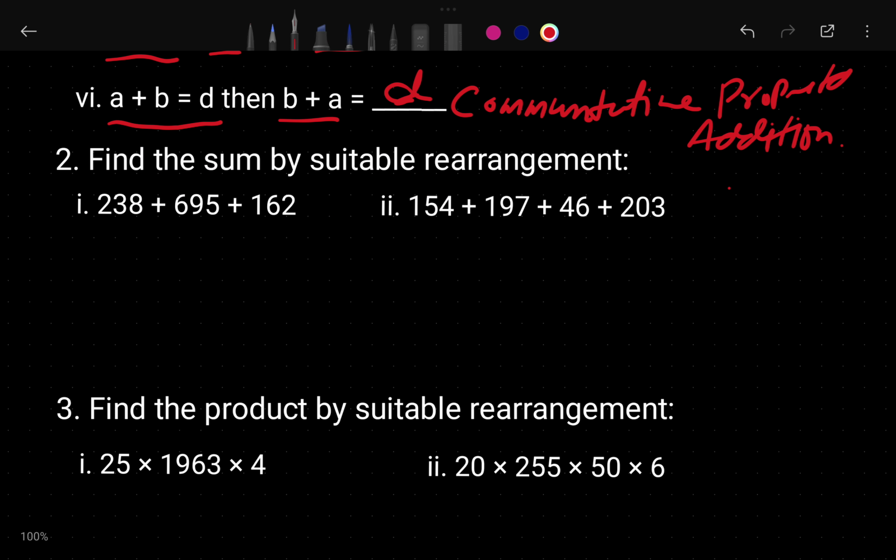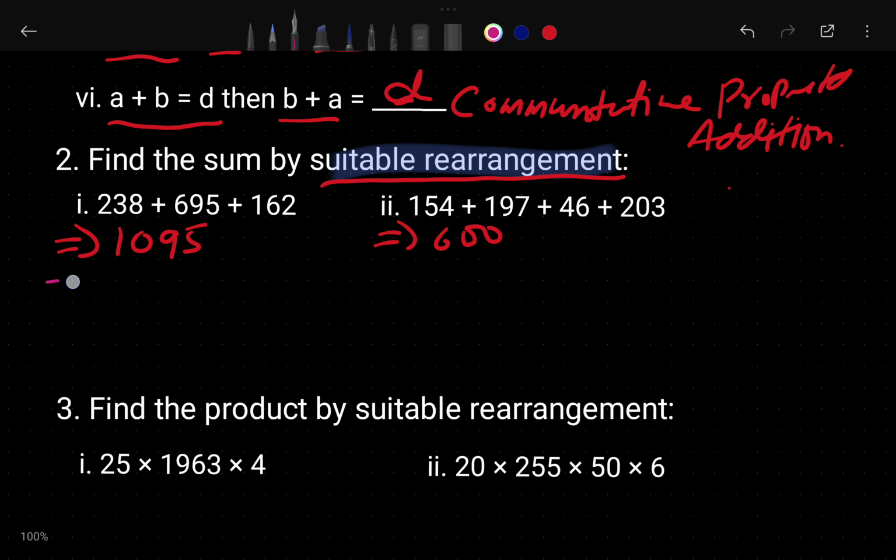Right, so let's talk about this one. In this one it is telling us to find the sum by suitable rearrangement. If you add these directly, what will the answer be? Your answer will be 1095 simply. But this is directly added, and it is telling us that we have to do it with suitable rearrangement.